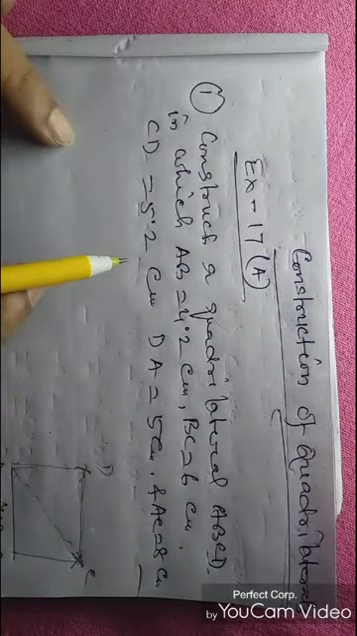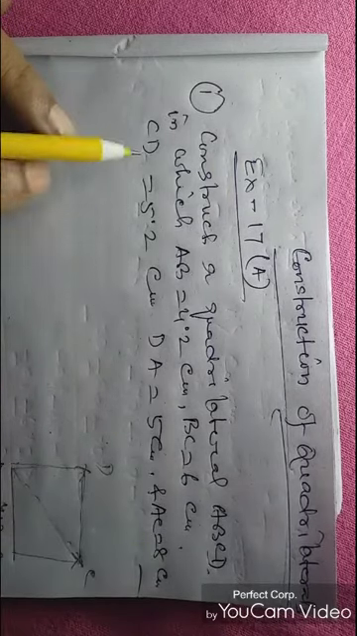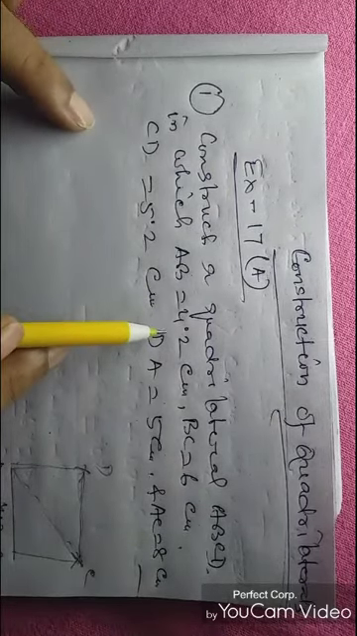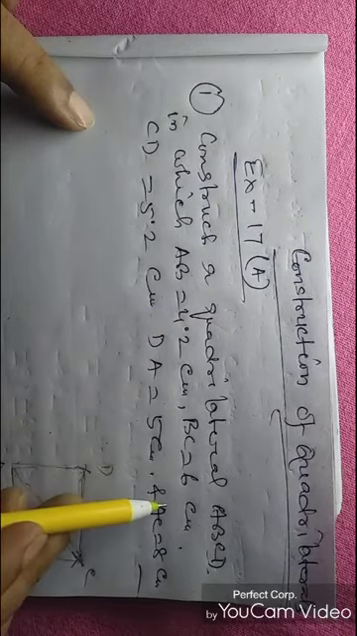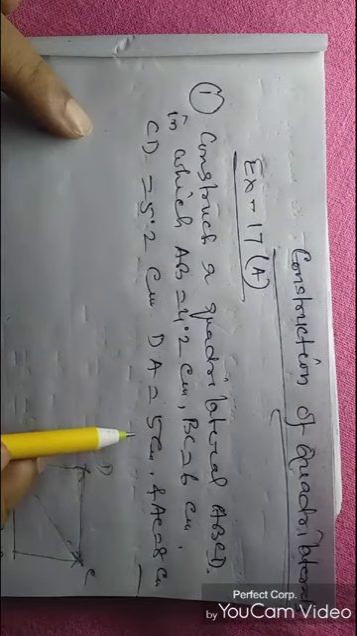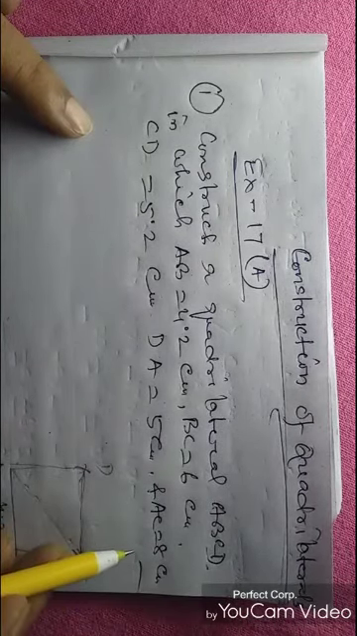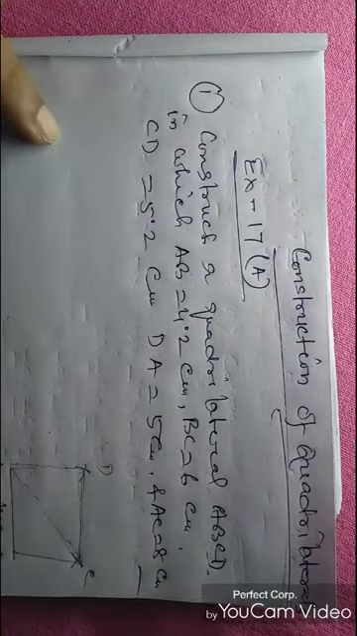See here, number 1 it is given: construct a quadrilateral ABCD in which AB is 4.2 cm, BC is 6 cm, CD is 5.2 cm, DA is 5 cm and AC is 8 cm. So, we have to construct with this data.